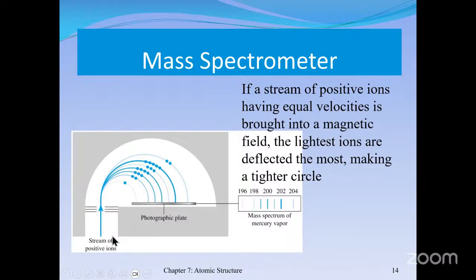The heavier atoms will have a more tight turn, like in this case here. Or I should say the light atoms have a more tight turn. The heavy atoms will have a turn with a greater radius. And that's basically the separation, the basis of the separation. And that's why we end up with the spectrum of mercury right here, all right?